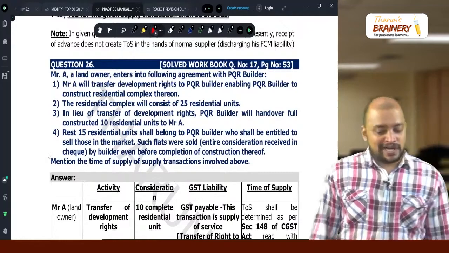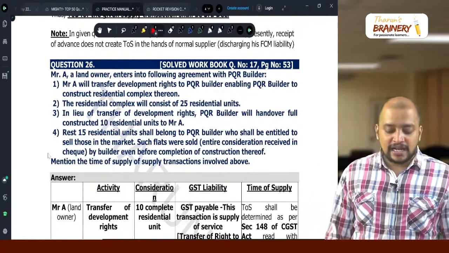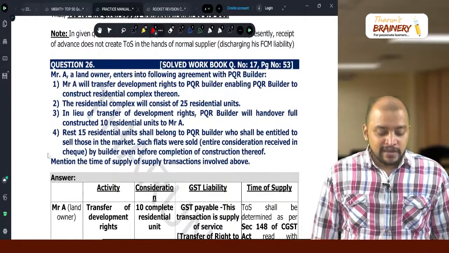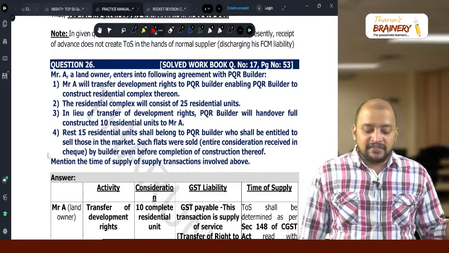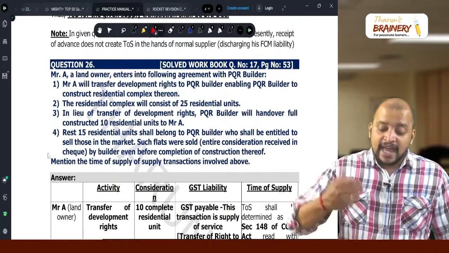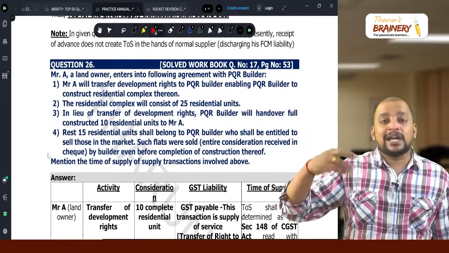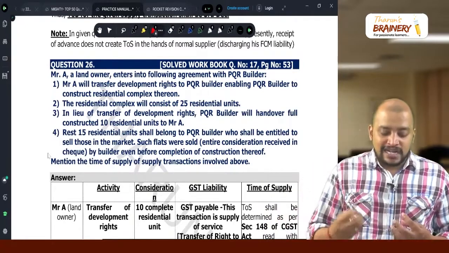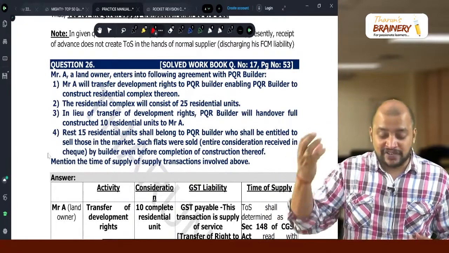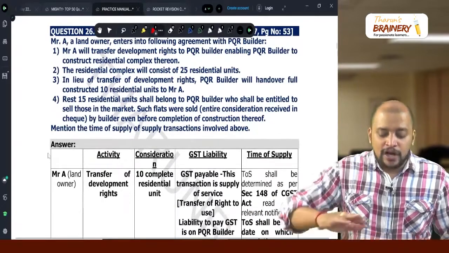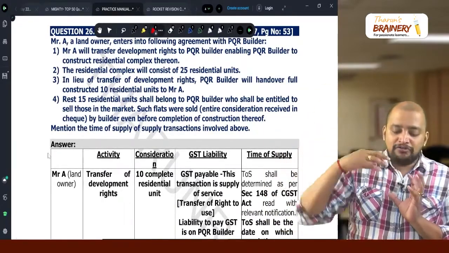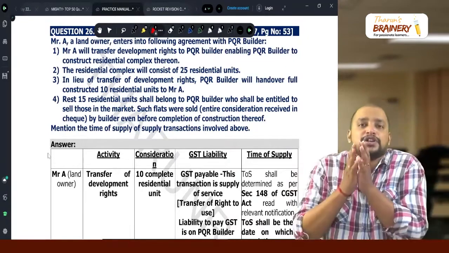So question number 26. A landowner, Mr. A, enters into the following agreement with PQR builder. Mr. A will transfer development rights to PQR builder, enabling PQR builder to construct a residential complex thereon. The residential complex will consist of 25 residential units. In lieu of transfer of development rights, PQR builder will hand over 10 fully constructed residential units to A.